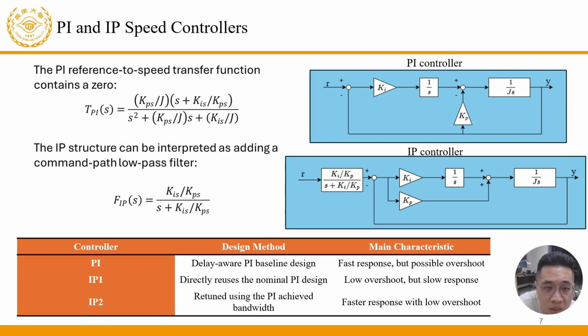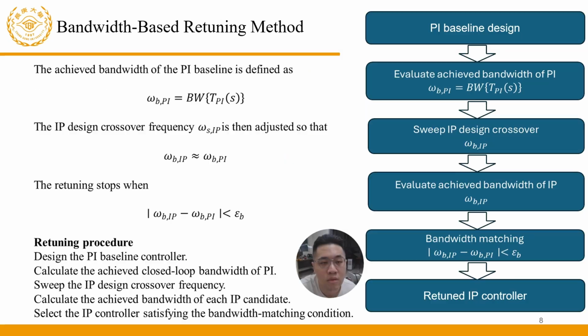The third one is IP2. This is the tuned IP controller. It is designed to improve the response speed while keeping low overshoot. In simple terms, the IP structure reduces the effect of the zero, so the response becomes smoother. But if we do not tune it, it will also become slower.